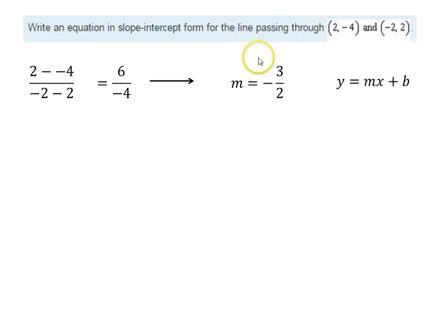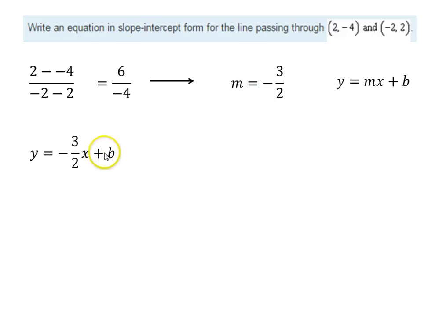What I can do with this now, much like we did earlier, is take this and install this into our slope-intercept form equation. So this will look like this: y equals -3/2 x plus b. This equation here and this equation here are exactly the same. The only difference is instead of writing m, I'm writing -3/2. Why? Because I know that -3/2 is the slope, because I found that from the information given.